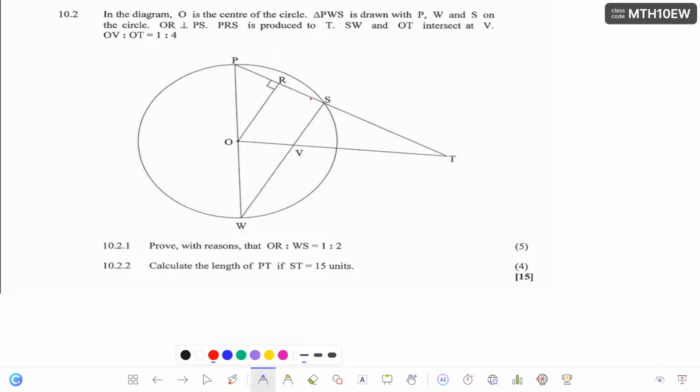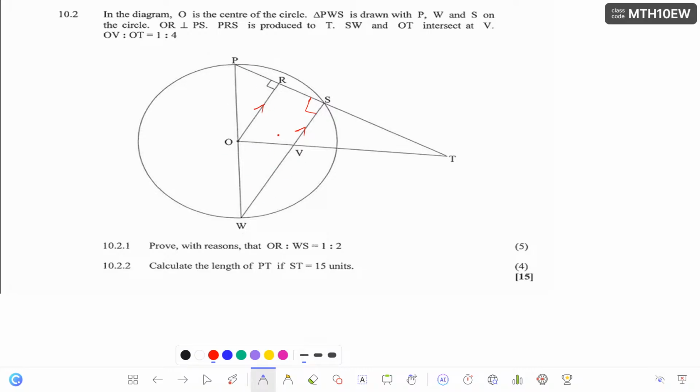This angle is also 90 degrees. Reason: angle in a semicircle, or angle subtended by the diameter. So we can conclude that this angle is parallel to this angle. Why? Because of corresponding angles. So if this line and this line are parallel to each other, we can conclude that this thing is a proportionality.